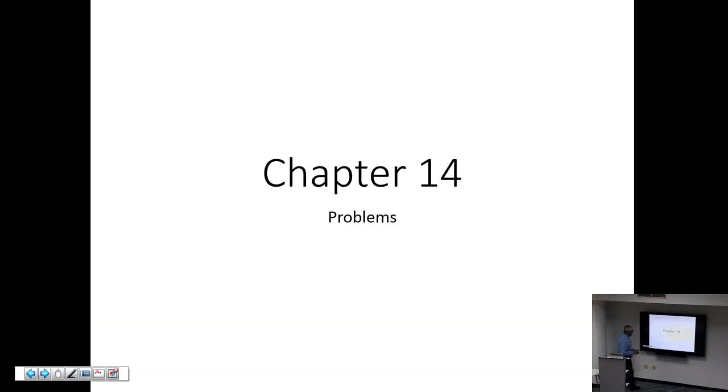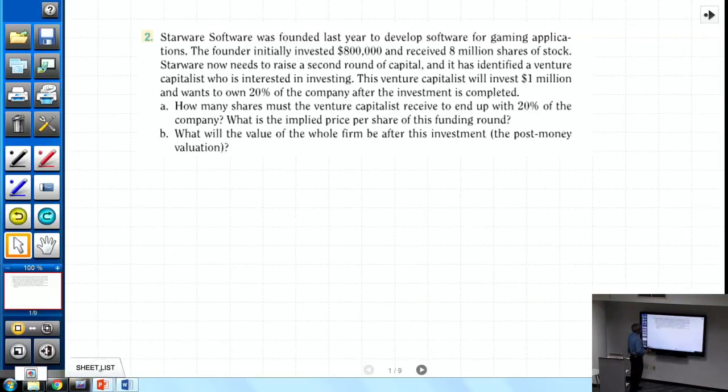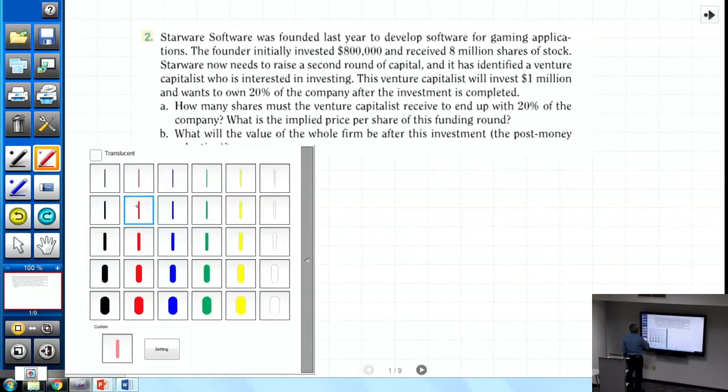So we'll be looking at chapter 14. In chapter 14, the first problem we'll look at is problem number 2. So take a look at that problem, and as we have been doing before, we'll quickly underline the most important, but the pertinent information for the problem.